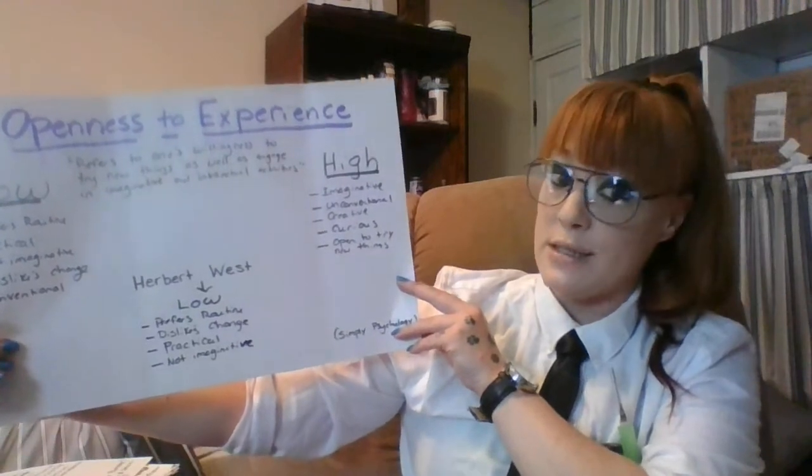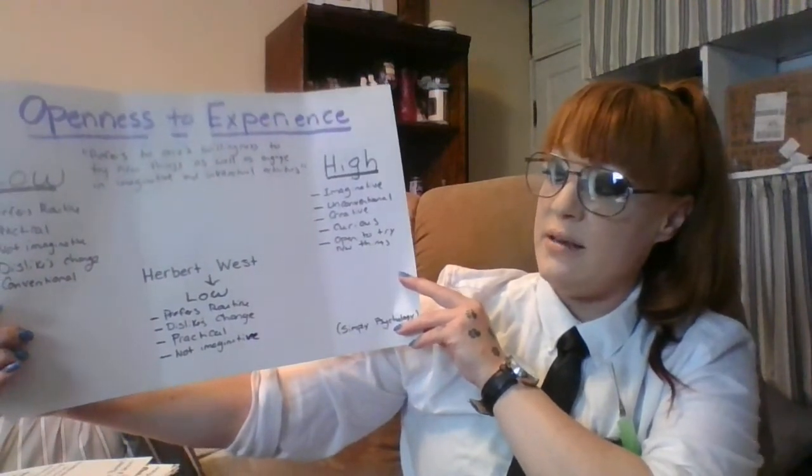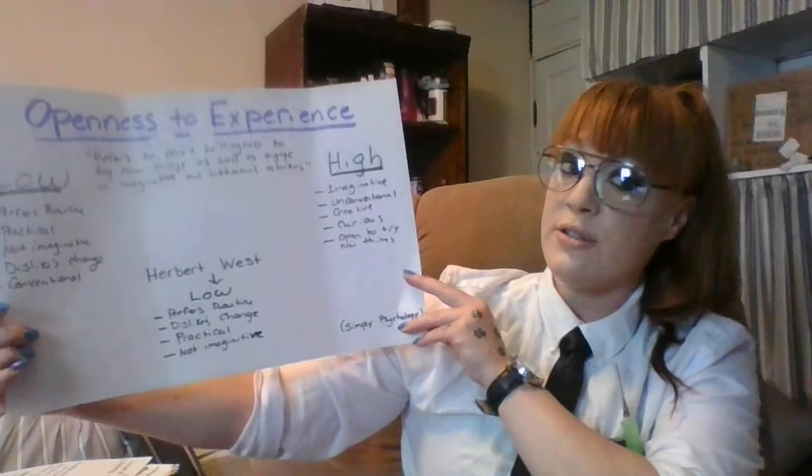I scored Herbert West low on this. He prefers routine, dislikes change, is practical, and not imaginative. So an example for not imaginative would be, well, it's in all of them, in all three movies and the novelization, because Herbert's very science-based thinking. He's very logical, rational, realistic. There is no abstract way of thinking for him. It's science and facts, and that's the way it is. That's how his brain works.